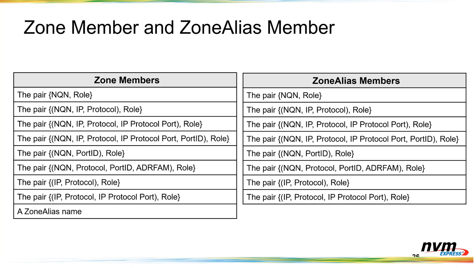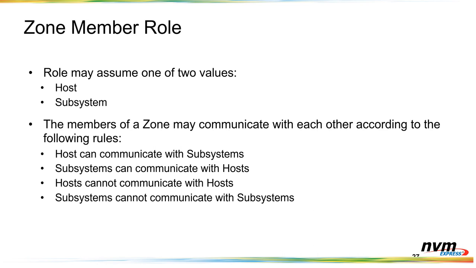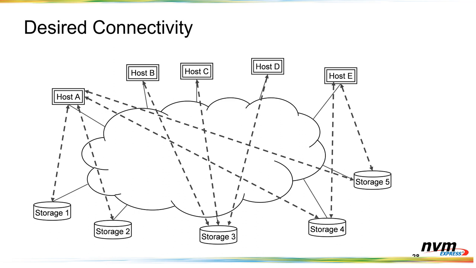So, how do we use these things? Let's go back to our example fabric and suppose that this is the type of connectivity that you want. Again, we don't want everyone to be able to connect everywhere. We want host A to be able to connect to storage 1, 2, 4, and 5. Hosts B, C, and D are able to connect to storage 3, and host E can connect to 4 and 5. That is what I want.